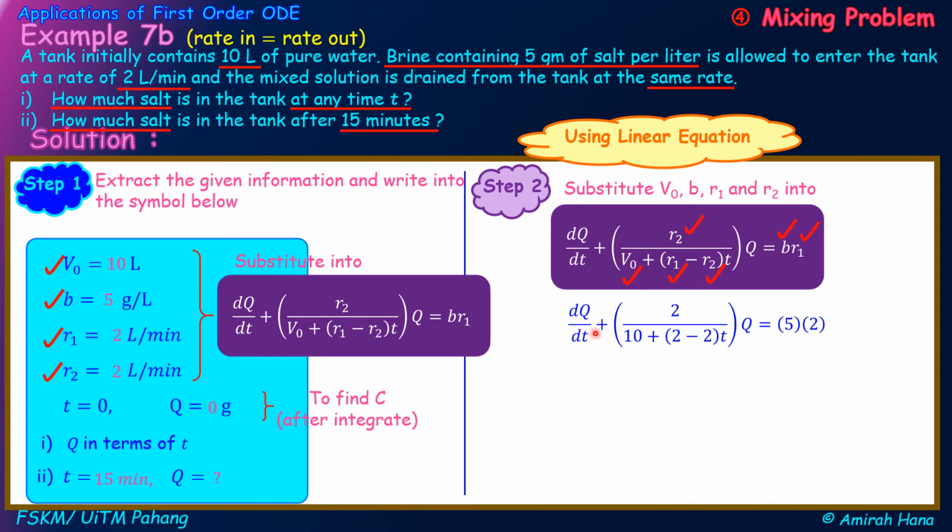dQ over dt plus 2 over V0, where V0 equals 10, plus R1 minus R2, where R1 equals R2, so 2 minus 2, and then times t and then times Q equals B, where B equals 5 and R1 equals 2. We substitute V0, B, R1 and R2.